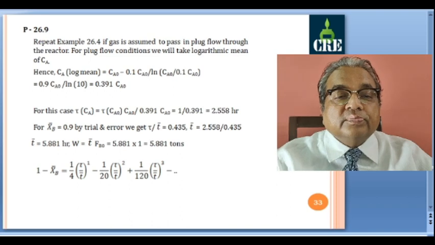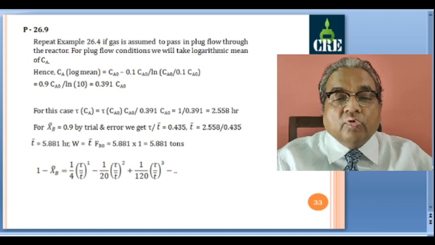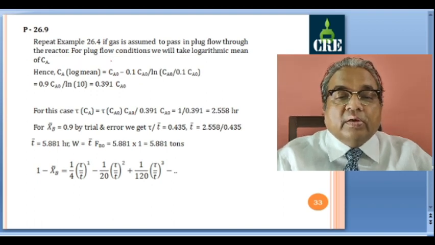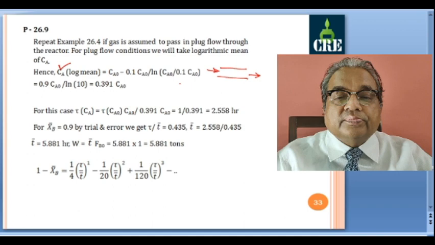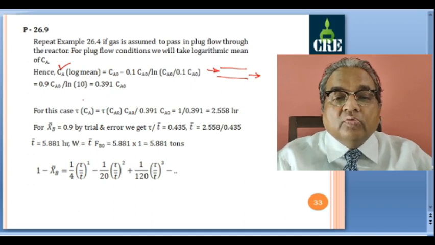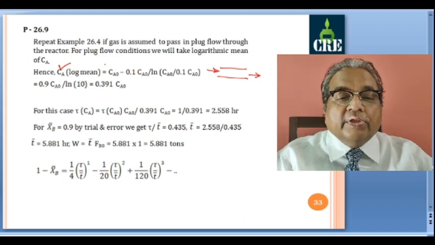Next problem is 26.9. Again here you are repeating the same example 26.4, if the gas is assumed to pass in plug flow through the reactor. Earlier it was mixed flow reactor, now you have plug flow conditions. So for plug flow conditions, what you can do, you know, in a plug flow reactor, if you know the entering and leaving concentration, you can find out the log mean concentration. For the mean concentration, the best is to take the log mean.